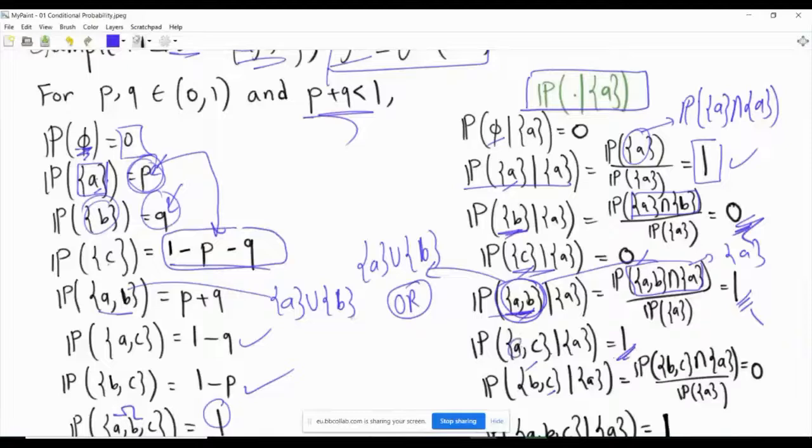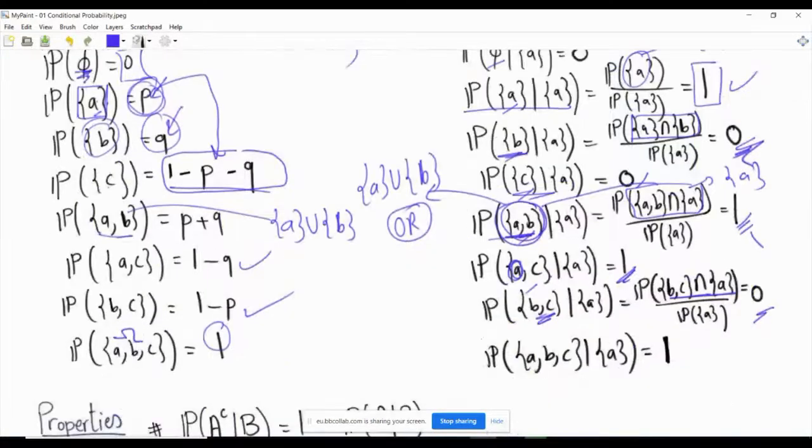A and C is also 1 because A is there, but B and C? What's the probability of B or C, given that A has occurred? Well, if A has occurred, then that's it. No B, no C. And again, if you check the formula, the intersection is the empty set phi, so the probability of phi is 0. 0 over a positive number is 0. And of course, the probability of A or B or C, given that A happened, is 1, and again, the formula will give you the same result.